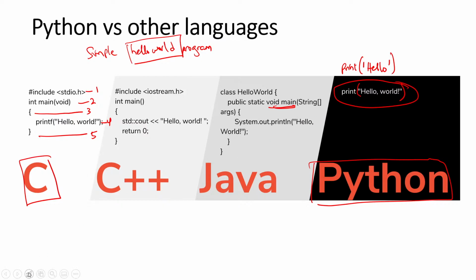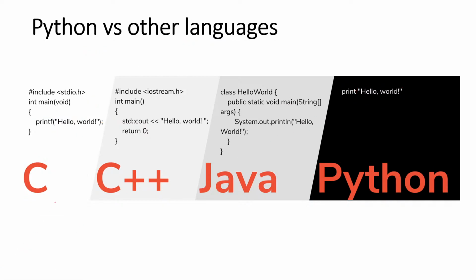Let me erase this. In all these programming languages, at the end of the print statement, you must put a semicolon. Look at it here. Semicolon, semicolon, semicolon. But in this one, nothing. So you see, debugging becomes easy.